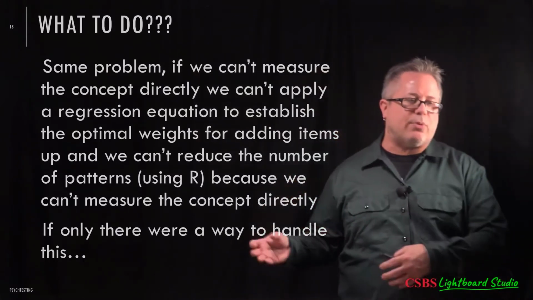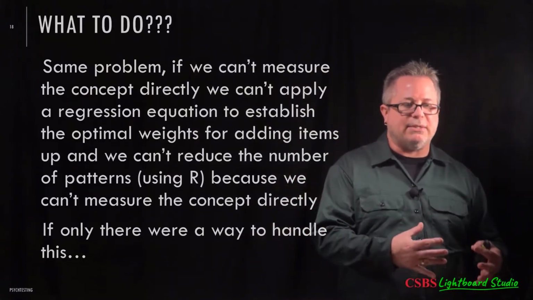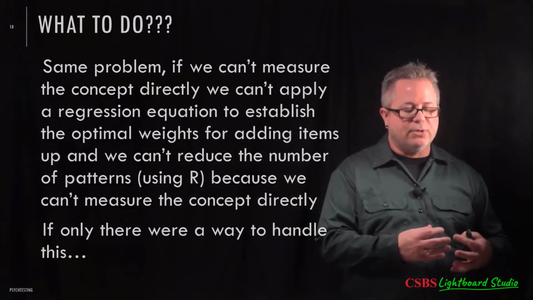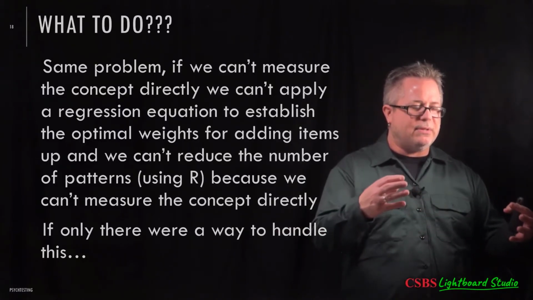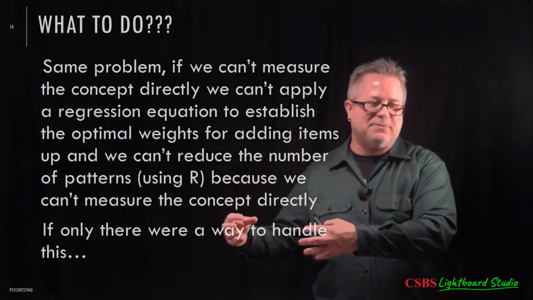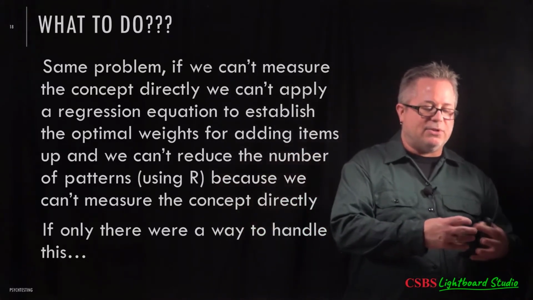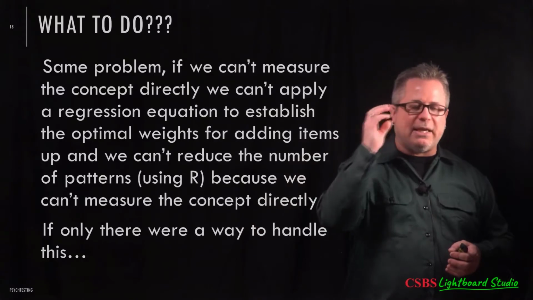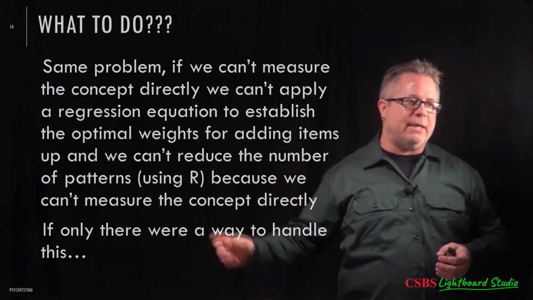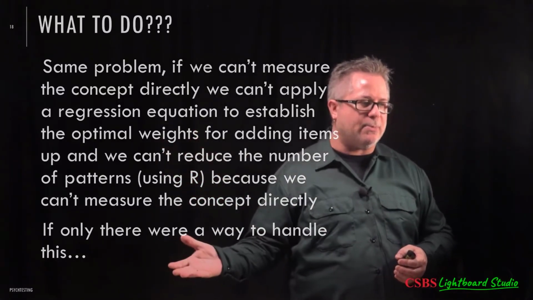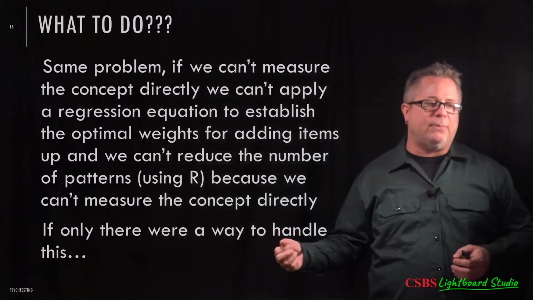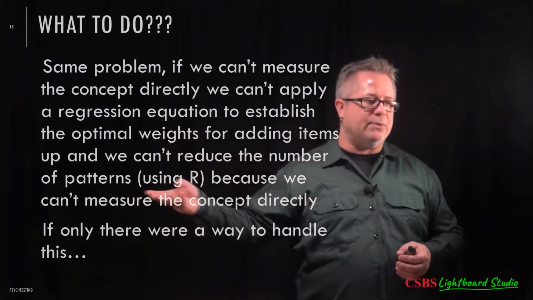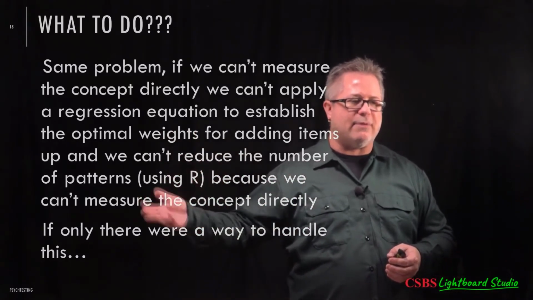We can use some other proxy, but then we're creating a proxy scale, some measure, and then using some other proxy to guide our choices about the quality of our scale. So it's still problematic. If we can't measure the concept directly, we can't apply the regression equation, we can't establish optimal weights for adding items up, and we can't reduce the number of patterns. We can't do that using something like R unless we have some kind of outcome.